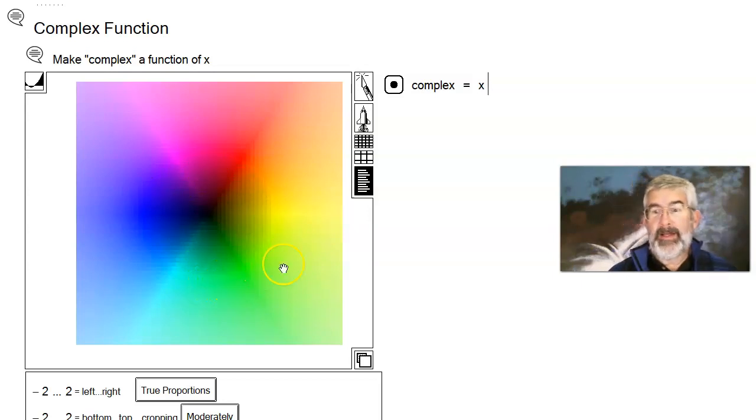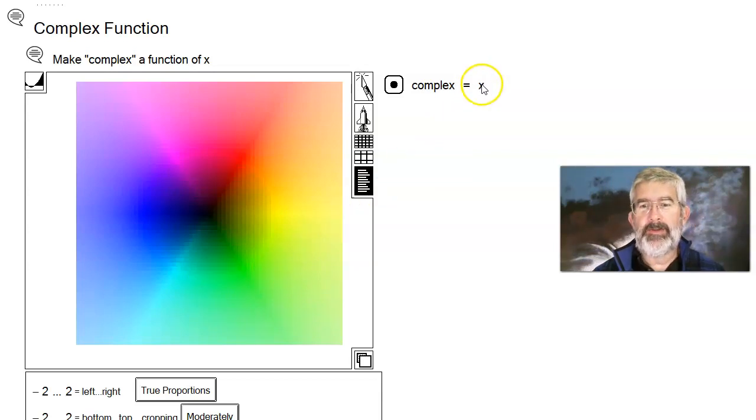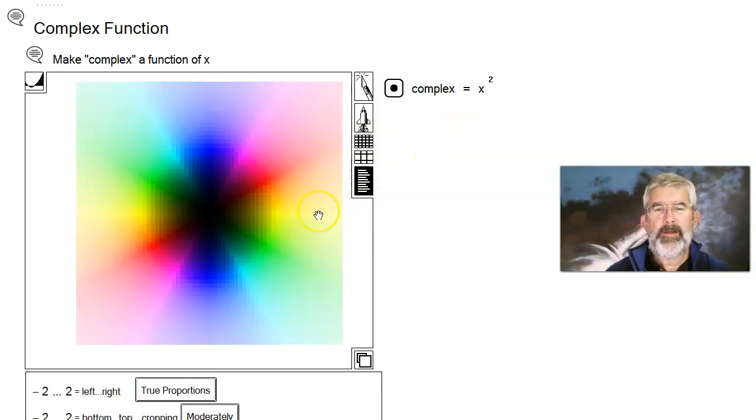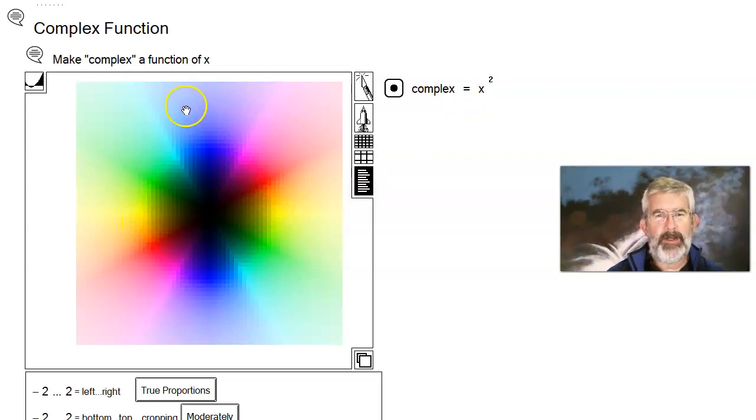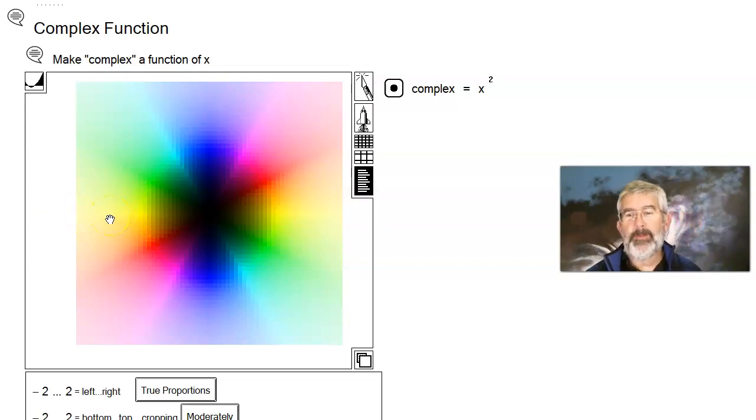Now, I can look at other functions, like what happens if I do x squared? Well, what do I see here? It looks like the color wheel goes around twice, but in the real direction, both on the positive side and the negative side, I'm seeing the color yellow. That makes sense because whether I plug in a positive real or a negative real, when you square it, you get a positive output. So everything on the real axis is some shade of yellow. 0 squared, of course, is still 0.